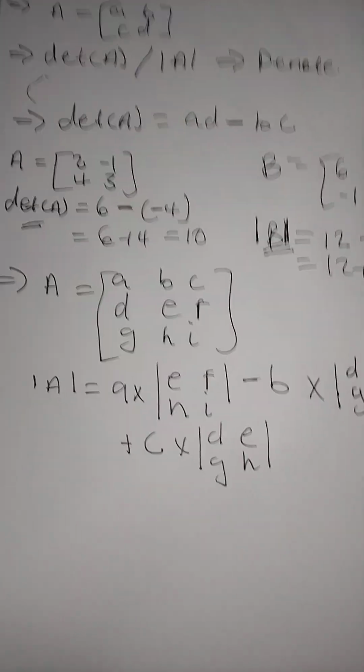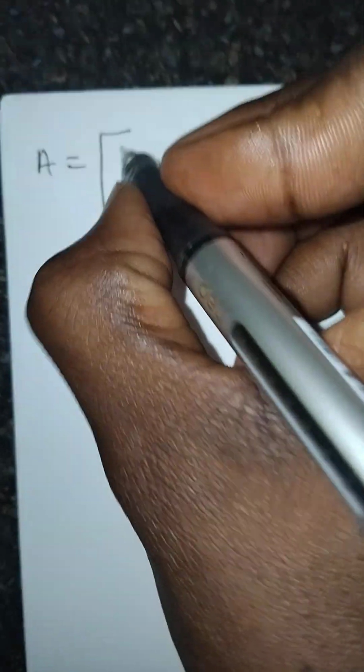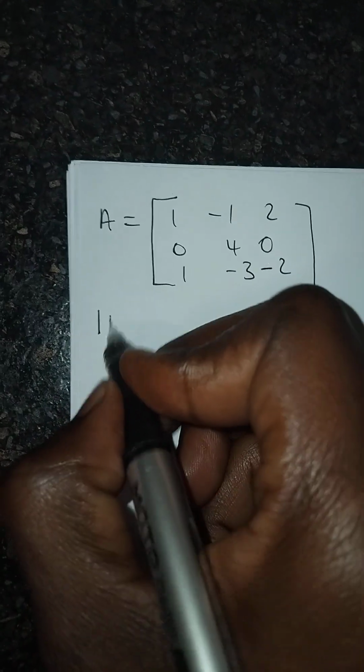Okay, so let's look at an example. Let's suppose you have a matrix with entries 1, -1, 2, 0, 4, 0, 1, -3, -2, just like that. So we want to find the determinant of matrix A.